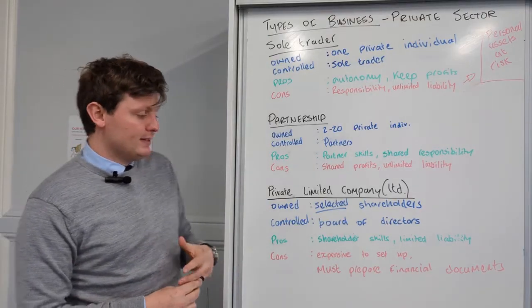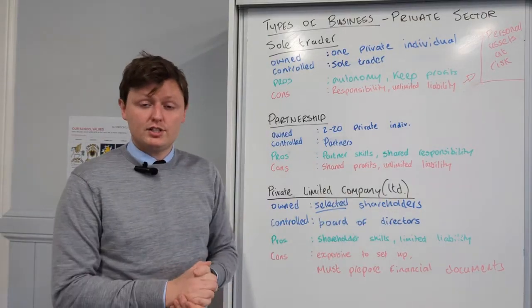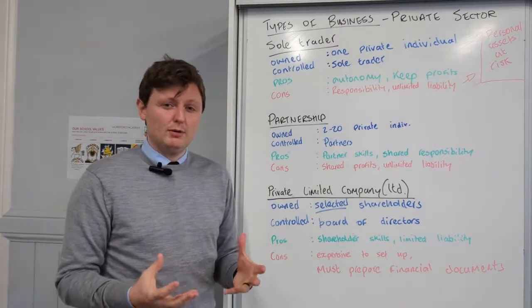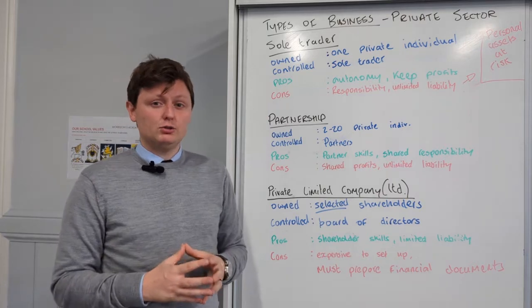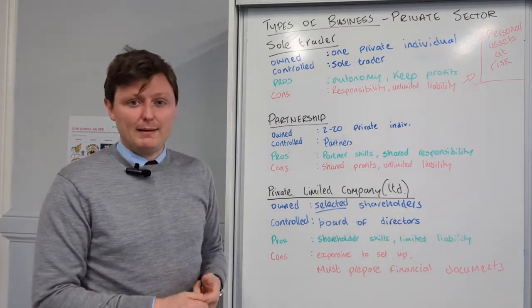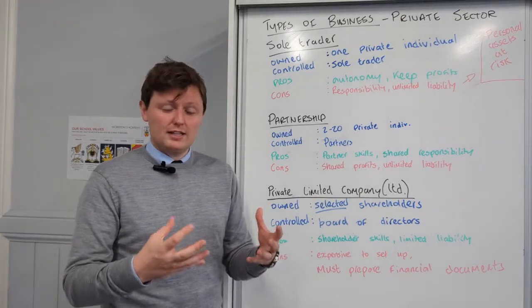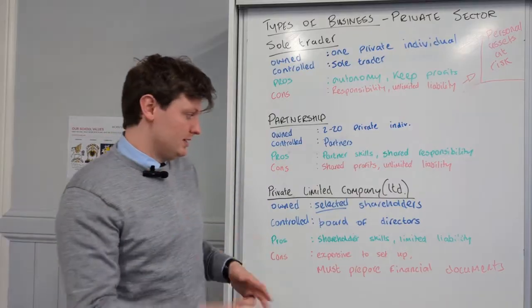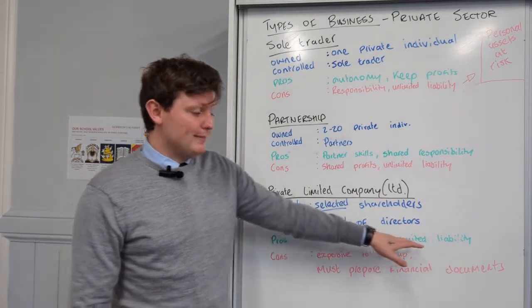Some advantages of this type of business is that we still get all the skills of all the shareholders who decide to invest in the business. Because a private limited company tends to be a little bit smaller, chances are those shareholders will still be involved. They might be business partners, they might be friends, they might be family members. So you still get those skills contributing to the business, bringing their own ideas in, bringing their own expertise. Another pro is we now have limited liability.